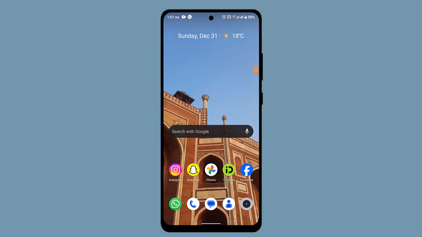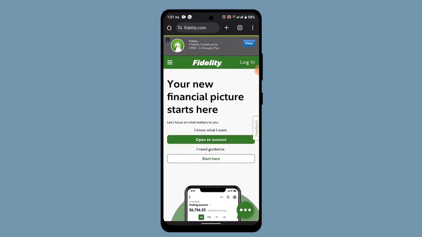Today in this video I'm going to show you how you can make money with Fidelity Investments. Now, Fidelity Investments offers various ways to potentially grow your money. So to begin with this procedure, make sure that your device is connected to an internet service and that your application is up to date.